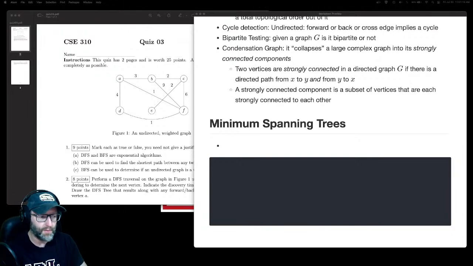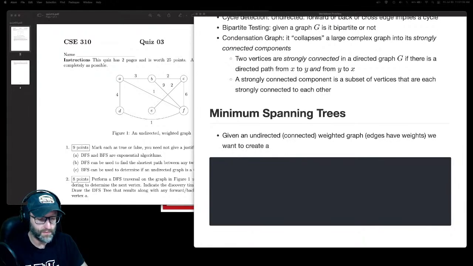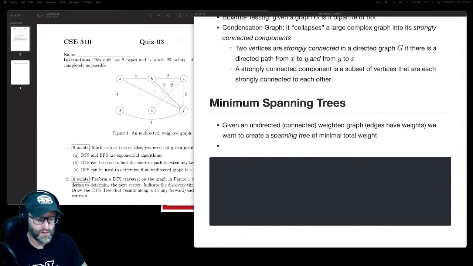Okay? Basically, given an undirected and usually connected weighted graph, that is, the edges have weights, right? We want to create a spanning tree of minimal total weight, right? So what is a spanning tree?